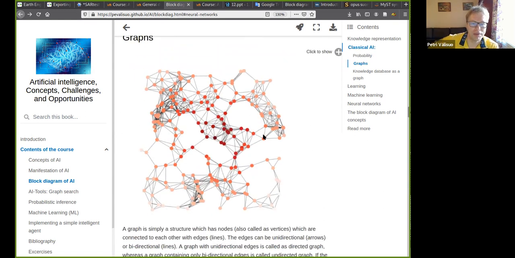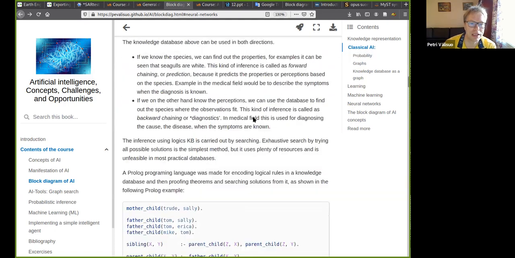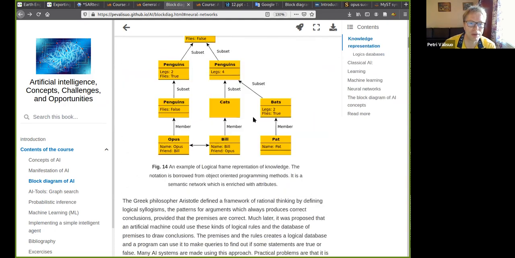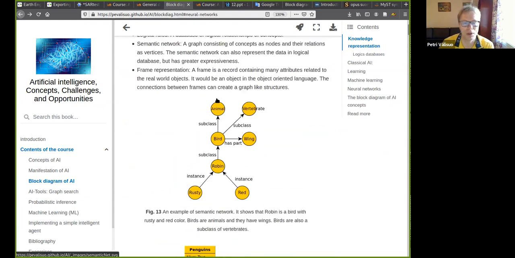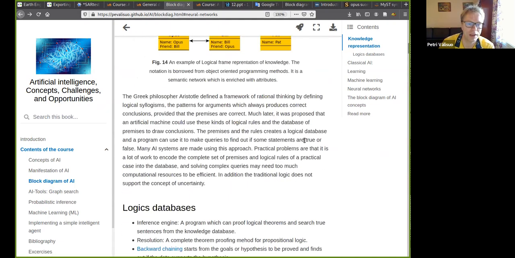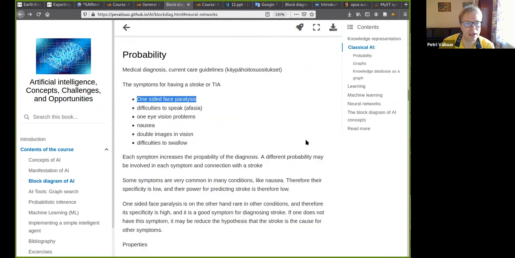Graphs are one powerful way of storing information that was already seen in these. These are also graphs. So nodes, or vertices, connected with edges. These balloons are called vertices, and these connections are called edges in graph terminology.